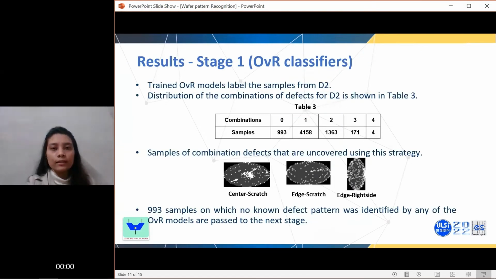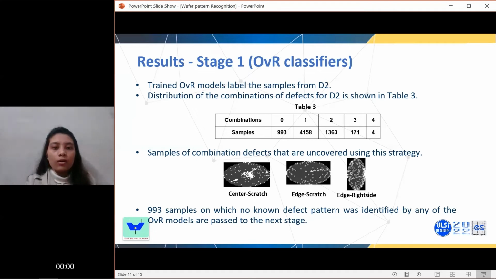Moving on to the results. For stage 1, the trained 1-versus-rest models are used to label the dataset of uncategorized patterns T2. The distribution of the number of defects for dataset D2 is shown in table 3, where 993 samples were found to have no known defects, 4,158 samples had one known defect, 1,363 samples had two known defects, and so on.